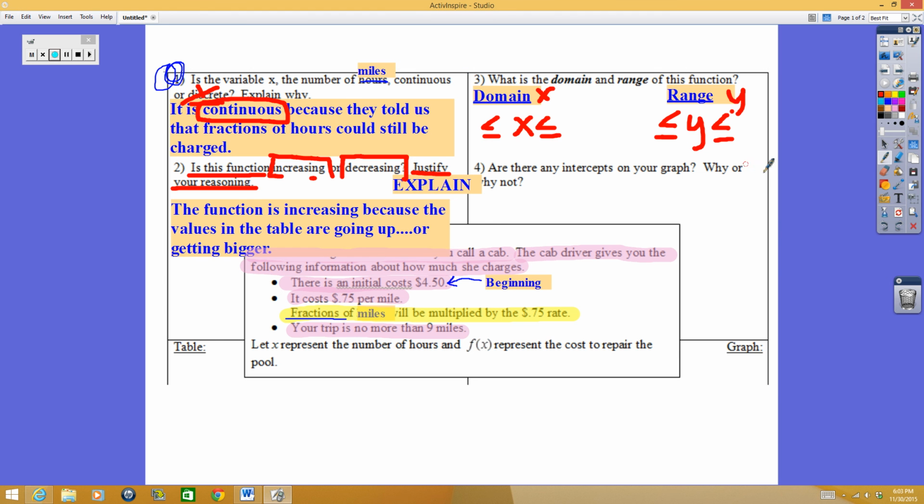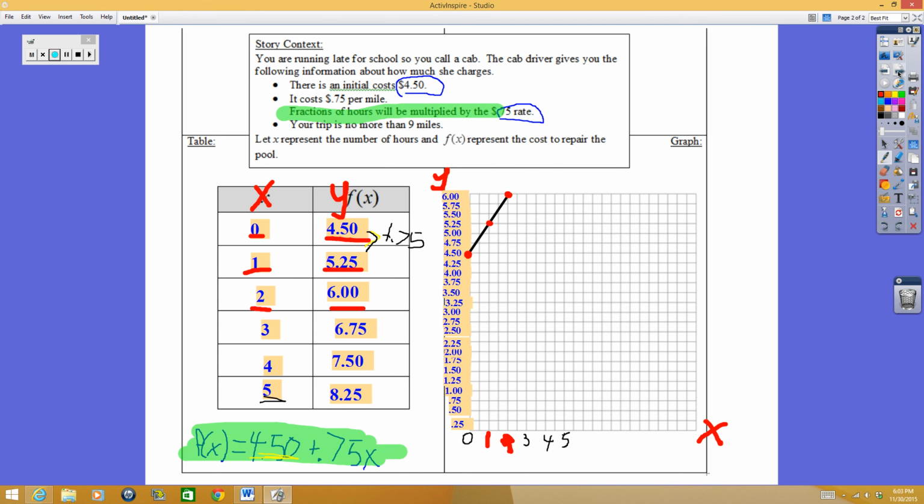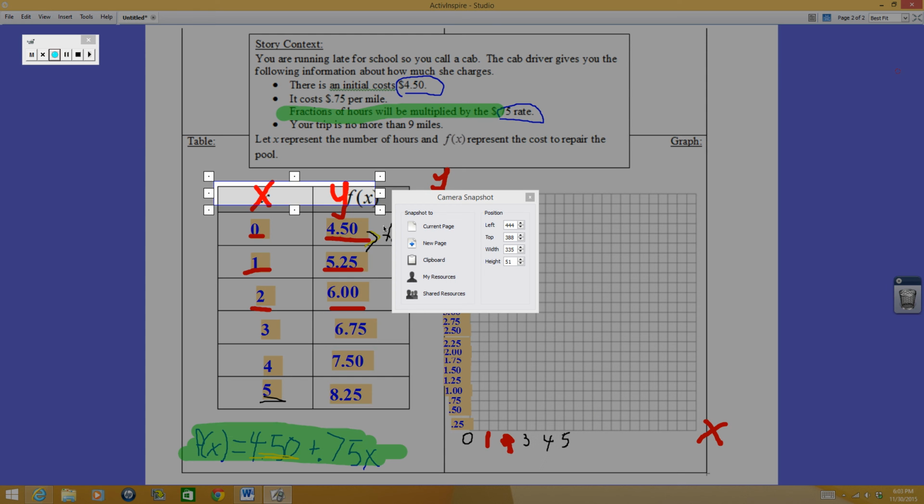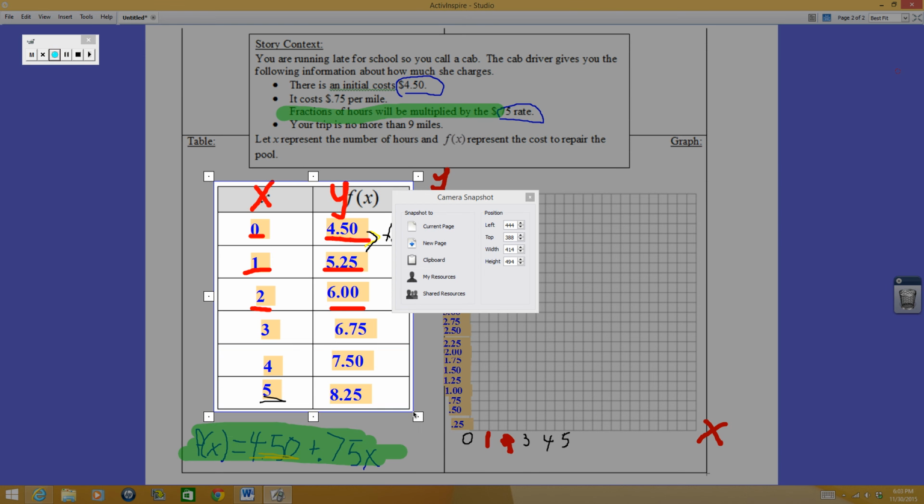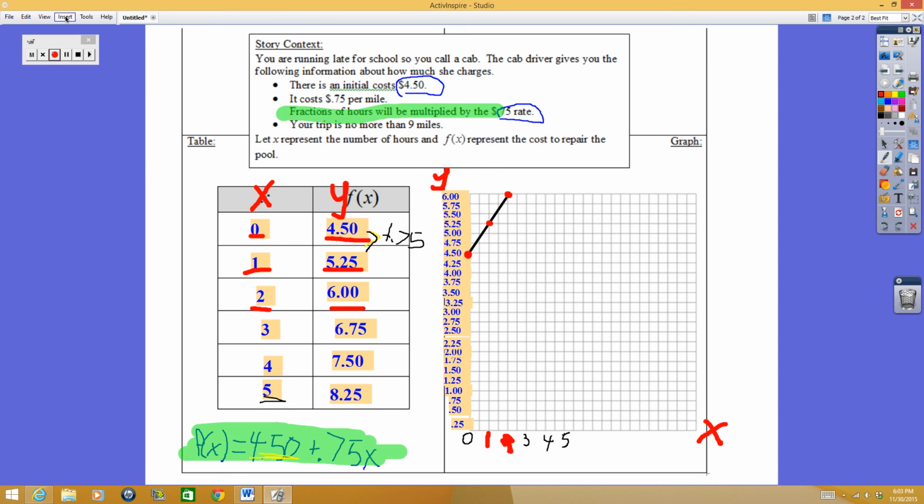Alright, now we need to find out what goes here. And this is a little tricky, so bear with me, right? The constraint that they told us is that it could go no more than 9 miles, right? It can't go past that, right? That's how much you can afford. So, the easiest way to do that, well, there are two ways. The easiest way is to make this table keep going until 9. Actually, that's not the easiest way.